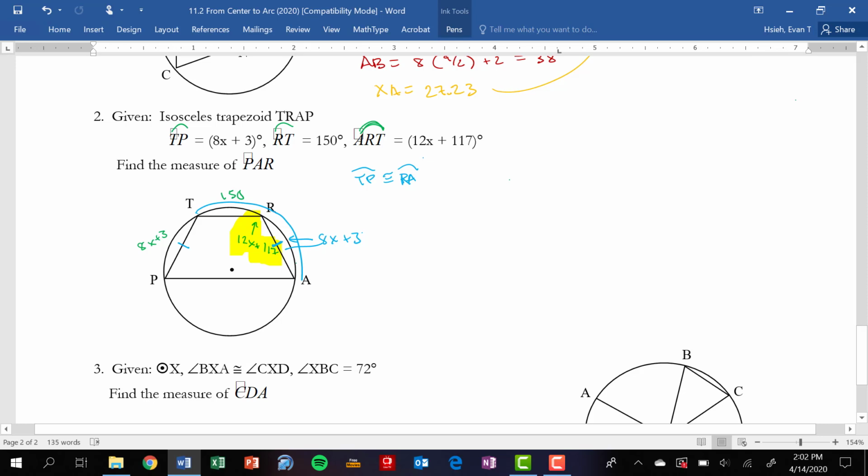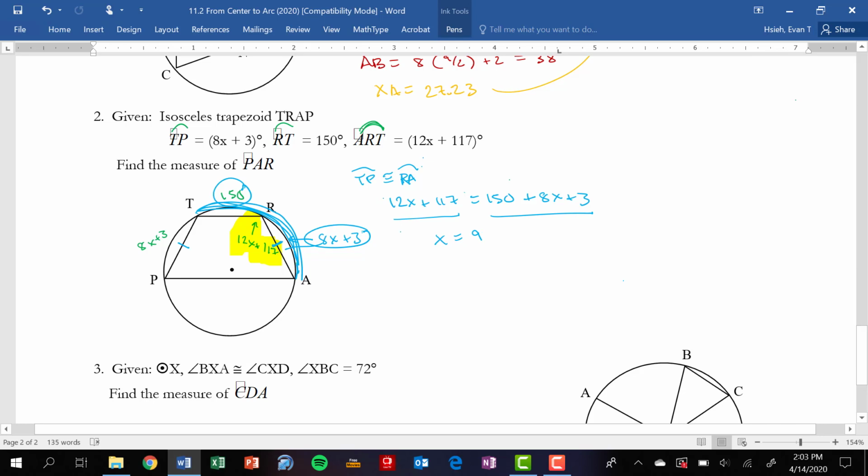And so I can set up a little equation here. I know that 12x plus 117 is equal to 150 plus 8x plus 3. So I know that this all the way from here to here is 12x plus 117. I know that this is 150. I know this is 8x plus 3. I can add those together and set it equal to the entire measure of the arc. When I solve that, I get x is equal to 9.